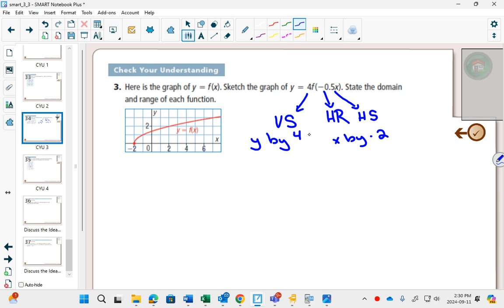So what does that mean? Well, if we took our original graph, it looks like we have 3 easy points here to see. We have (-2, 0). We have (-1, 1), and we have (2, 2).